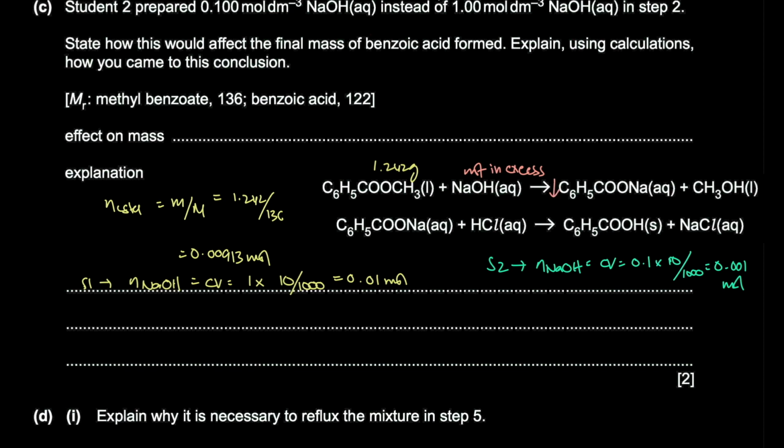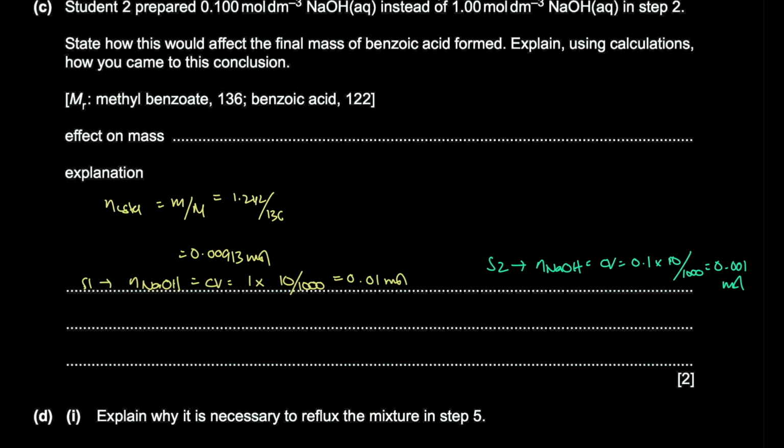We're going to have a lower mass of the salt being produced and therefore a lower mass of the benzoic acid being produced. The effect on the mass would be that the mass of benzoic acid produced would decrease. The mass decreases, and the reason why is because the sodium hydroxide is no longer in excess. Therefore, not all the ester reacts.